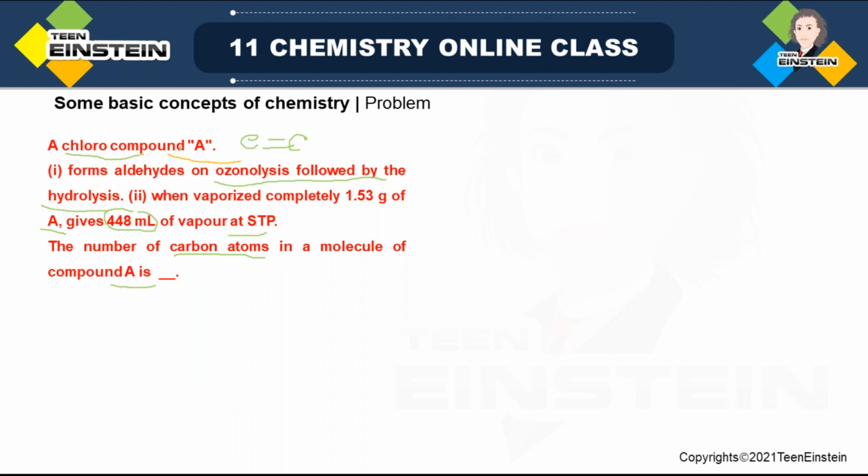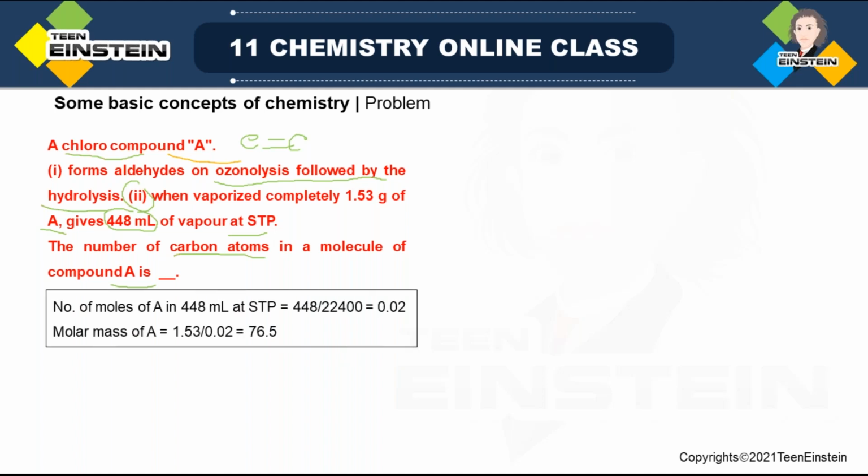So we will use this second information, that is number 2, first. 448 ml is the volume given for this A species at STP. If you divide it by 22400 ml, don't use 22.4 liter, because here the unit is ml. Convert 22.4 to ml, which is 22400 ml, then use it here. So it is 0.02 moles of A. Now this is the given mass.